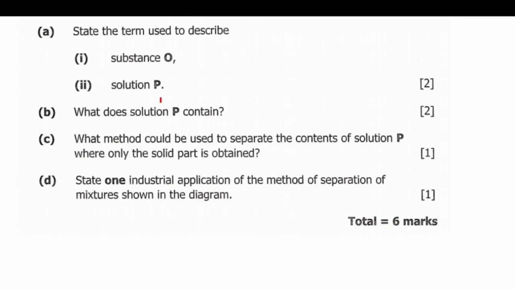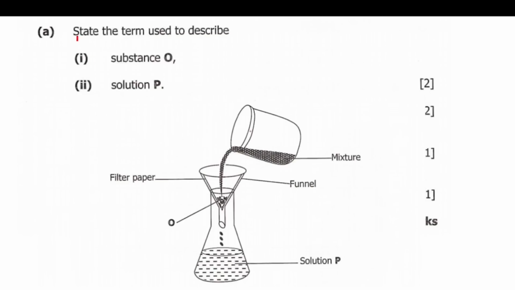Right, let's start now answering. A. State the term used to describe 1. Substance O. So this substance O remaining here, it is called residue. Then 2. Solution P. So this solution P which has collected here is called the filtrate.